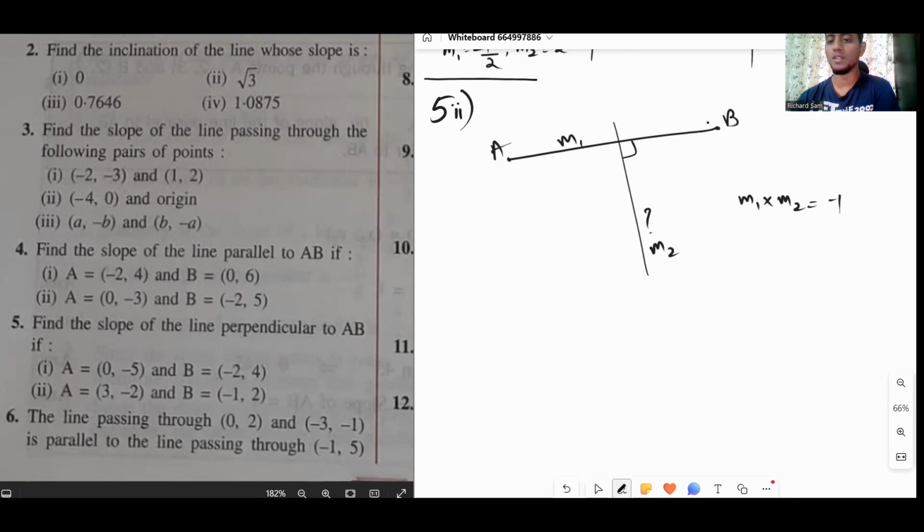Now can we find the slope of M1? We have the two-point formula to find the slope. What is that formula? You studied yesterday? Y2 minus Y1 upon X2 minus X1. Once we find M1, then we can find M2. Do.